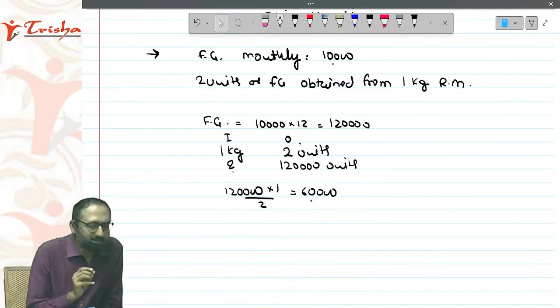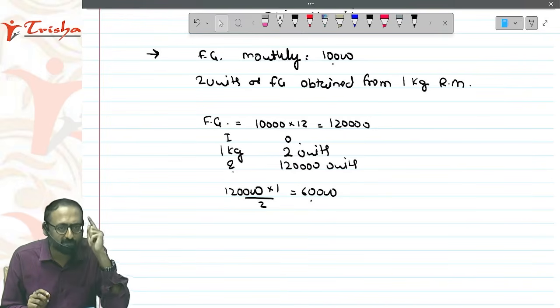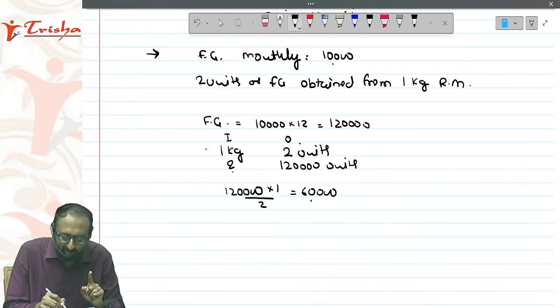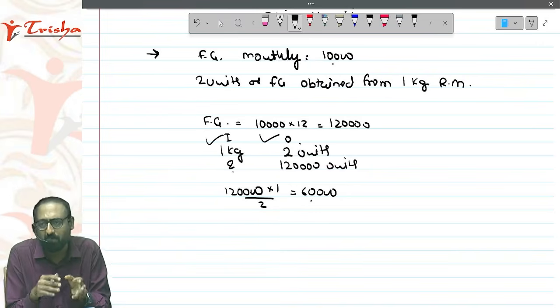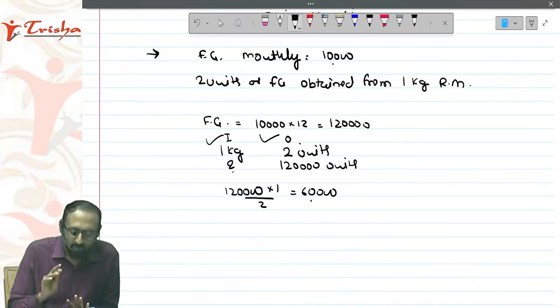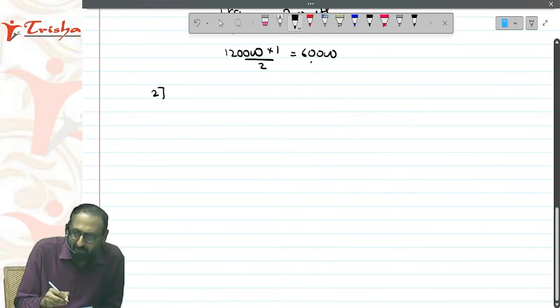So please read the question carefully. Whether raw material information is given or final product information is given, you'll have to read it carefully. If final product information is given, then use this input output ratio and find the annual requirement of that raw material. Is it clear to every one of you? Next one. Second important point which we will discuss is ordering cost.